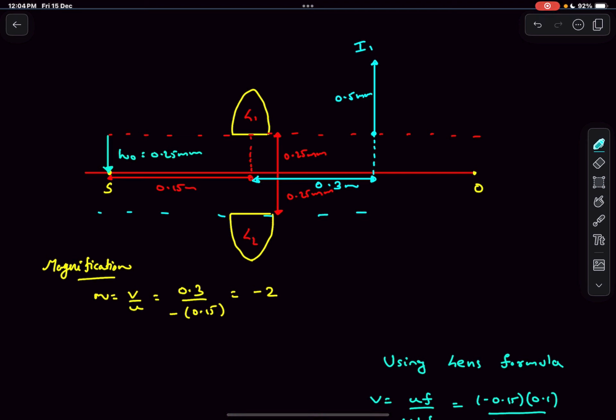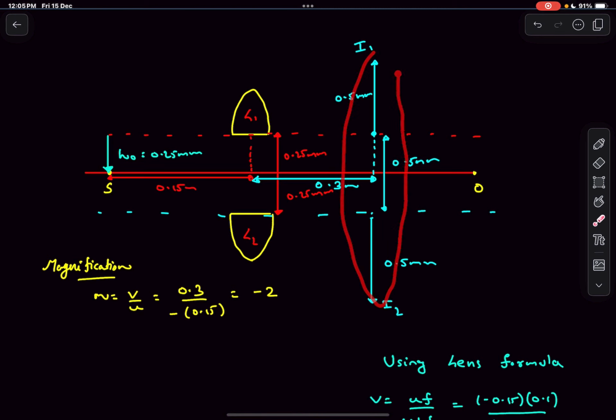So if this is the optical axis, the image I2 will be formed again at a distance of 0.5 mm from the optical axis. And the distance between their optical axes is again 0.5 mm. So after refraction from the lenses, the images are formed at a distance of 0.3 meters from the lenses, and they are separated by a distance of 1.5 mm. Okay, so let's now draw it on a different page.